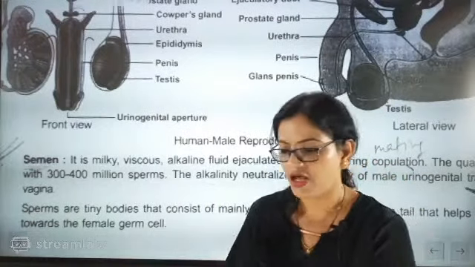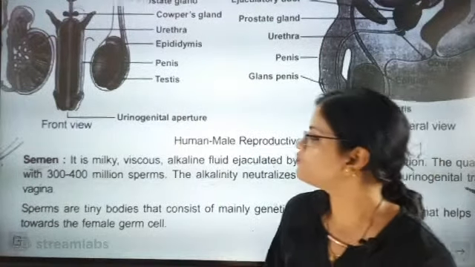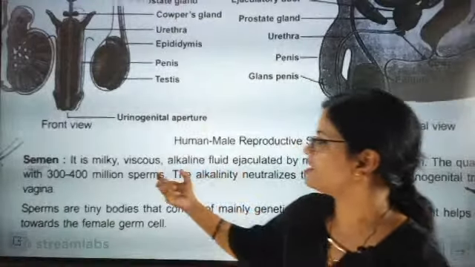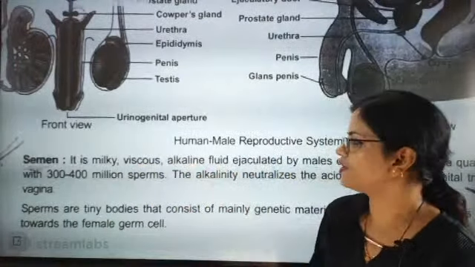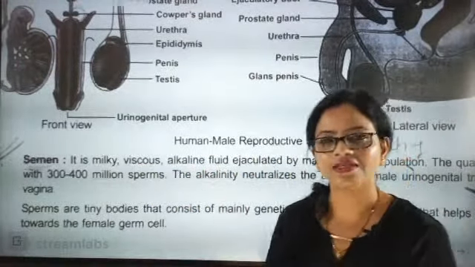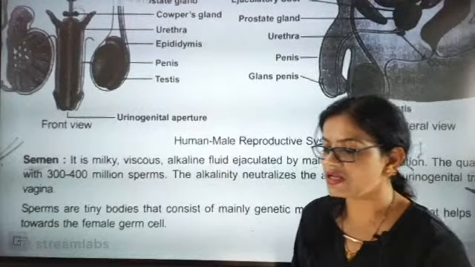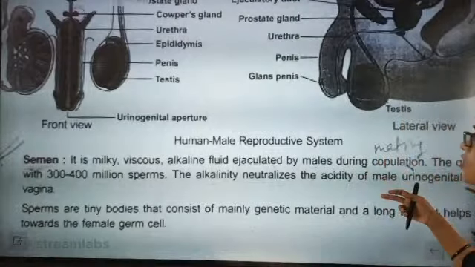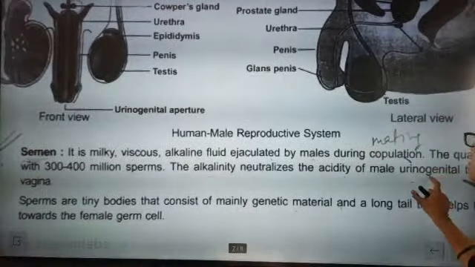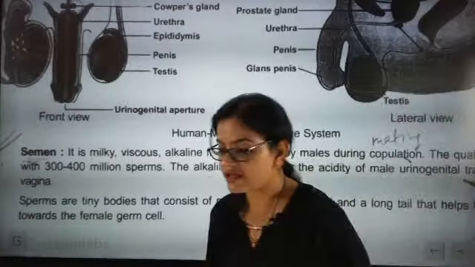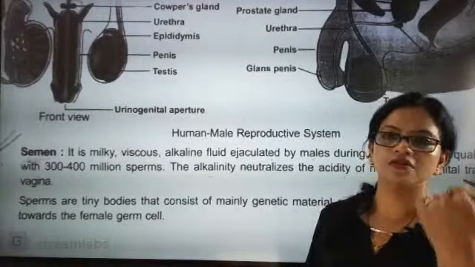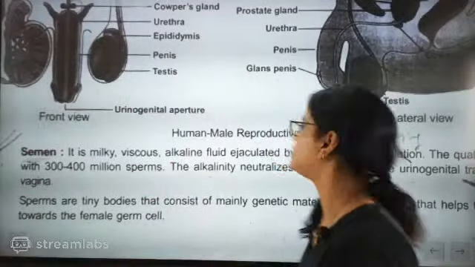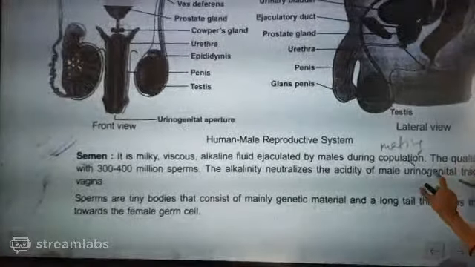Mobility means movement. So semen is a milky, viscous, alkaline fluid. It is not acidic, it is alkaline. Semen is ejaculated by the male during copulation. Copulation means mating. At the time of mating, the semen is ejaculated.